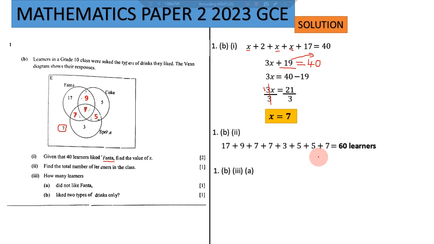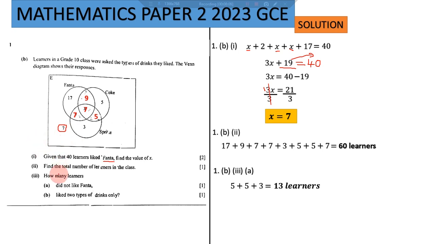Okay, we go to the next question, which is Roman numeral 3A. How many learners did not like Fanta? So here we can just remove all those that liked Fanta. If we remove 9, 7, 7 and 17, we are going to remain with those that liked Coke and Sprite, that's all. We are not going to include anyone who liked Fanta, because the question is saying those that did not like Fanta. So we're going to add 5 plus 5 plus 3, which will give us 13 learners.